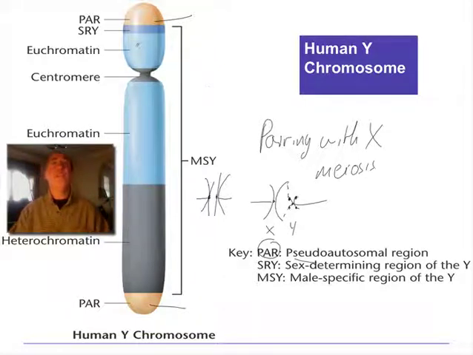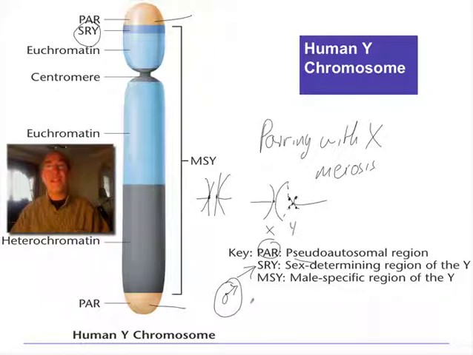The other important gene up here is called SRY, and SRY stands for the sex-determining region of the Y chromosome. And it's important, at least to males, because if you have SRY, then you are male. That is kind of the male trigger for development. If you have the SRY gene, you end up being a male.